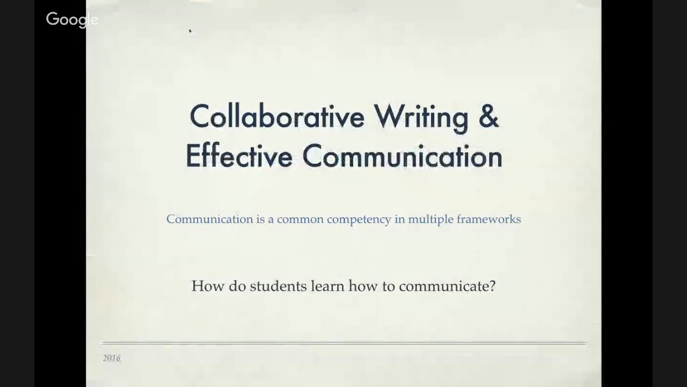With this task, we're going to be looking at how collaborative writing and effective communication can be taught together. Remembering that communication is a common competency within multiple frameworks when we are teaching. So, what does it look like, and how do we teach students how to learn how to communicate together? What does that look like?